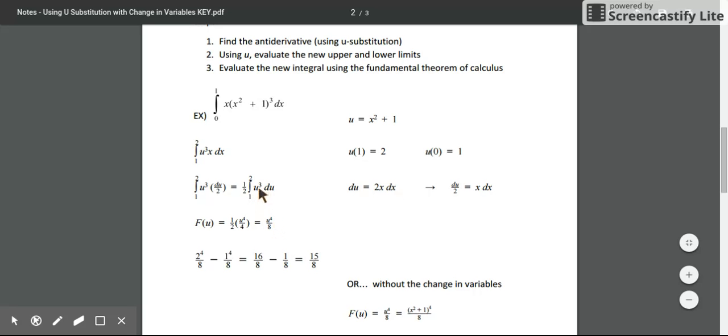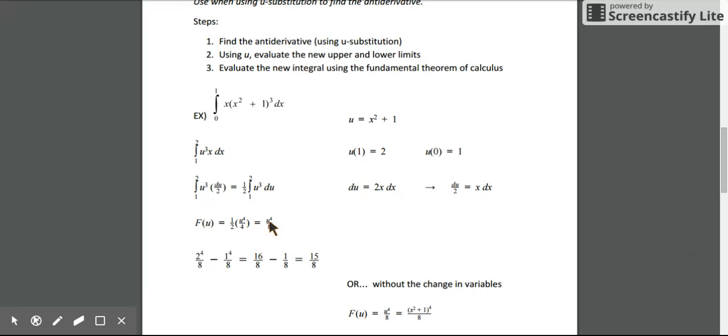So I have u to the 4th divided by 4, and 1/2 times that gives me u to the 4th over 8. So I'm going to take that antiderivative and evaluate it using the fundamental theorem of calculus. That's F(b) minus F(a). So we're going to use our upper limit and our lower limit, plug them into this function, and subtract.